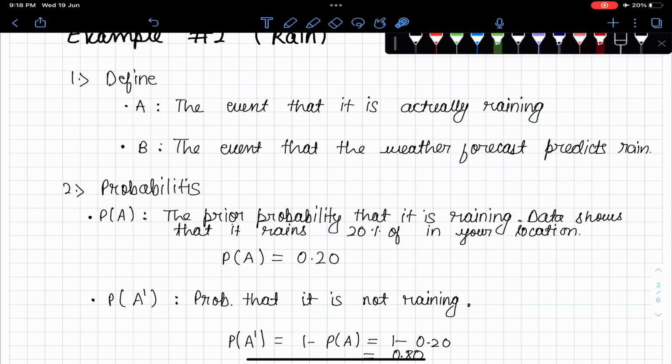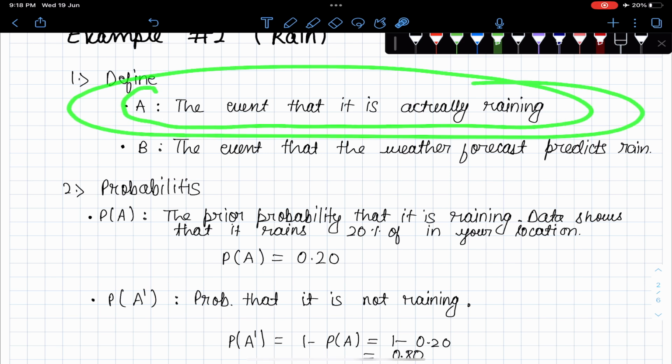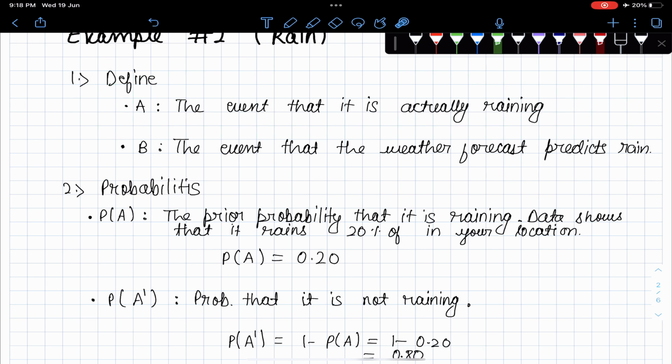So what it is saying is that there is an event in which it is actually raining outside. Okay, in your location, think that it is actually raining, and it comes under event A. Event A says that it is actually raining outside, not inside. How could it rain inside? Now we have a second event, which says that the weather forecast predicts it rains.